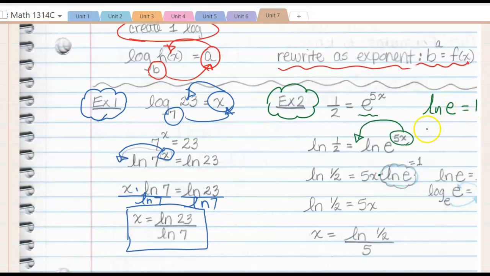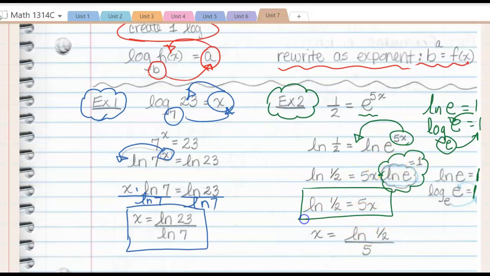How do I know this? Remember that natural log is the same thing as log base e of e, and I claim it's equal to 1. If I use my power, it would be e to the power of 1 is equal to my argument, and that's how we see that this is equal to 1. So if we need to remember anything, it is that the natural log of e is equal to 1, and 1 times 5x is 5x. So now I just need to solve natural log of 1/2 is equal to 5x.